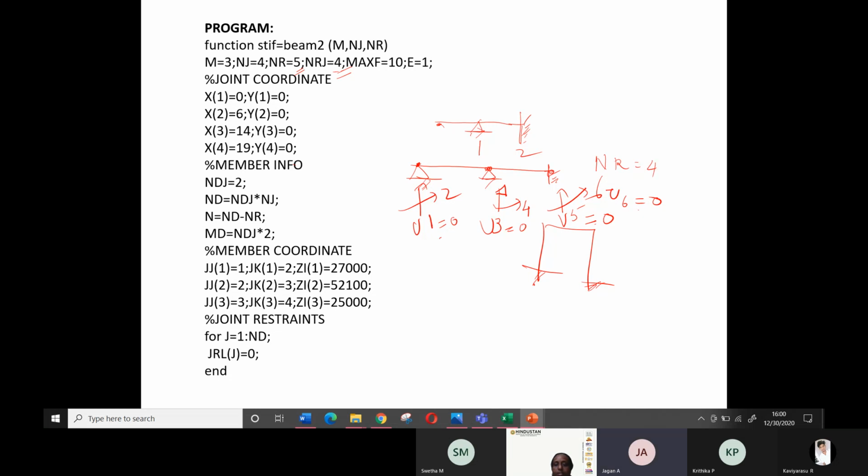Ma'am, cantilever-la appa NJ vandhu 3 varumaa ma'am? Number of joints 3. Number of restraint joints 2 varumaa ma'am? Yeah, 2. Ma'am, andha free end-um oru joint-aa consider panniduma ma'am? Consider pannanum. Appadhaane adhu oru member illaiyaa? This is one member, this is second member. But in this member, one end is free. But this restraint is there. Your confusion is clear? Yes ma'am.